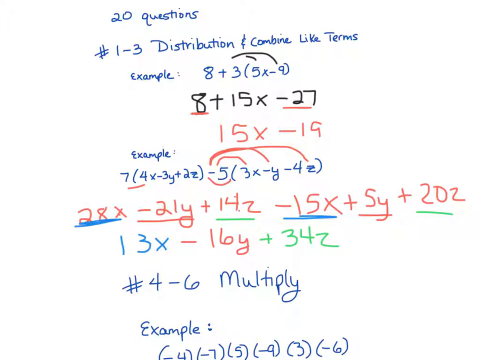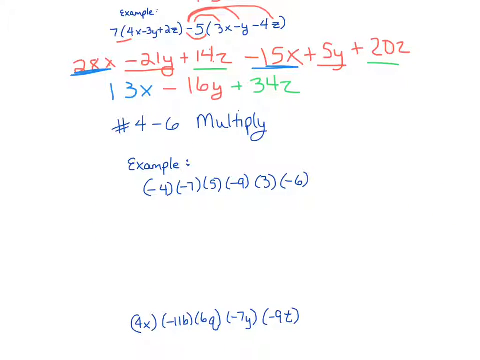Questions 4 through 6. This is going to be multiplication questions. So you're going to get a series of numbers. For this one, what I'm going to do is I'm going to count how many negative numbers I have. So notice I have 1, 2, 3, 4 negative numbers. Because 4 is an even number and I have 4 negatives, I know that my answer, because 4 is even, is going to be a positive answer.